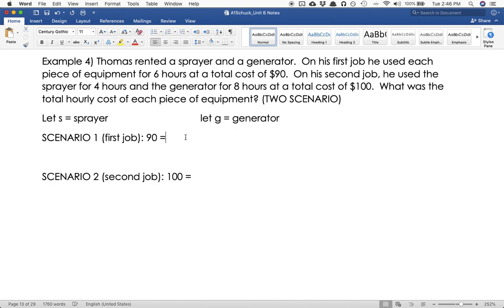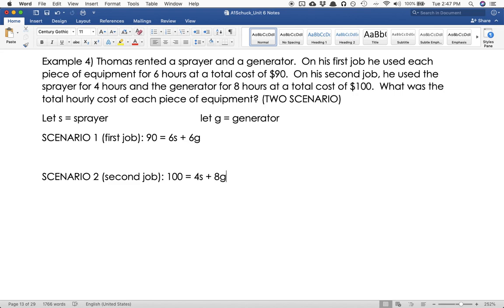So for scenario 1, he used each piece of equipment for 6 hours. So that means he used the sprayer for 6 hours and the generator for 6 hours. On the second job, he used the sprayer for 4 hours and the generator for 8 hours. So I'm going to say, well, 4S for the sprayer plus 8G for the generator.